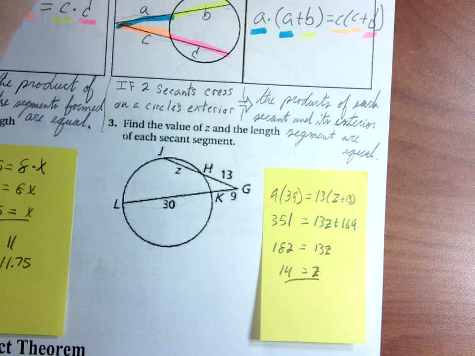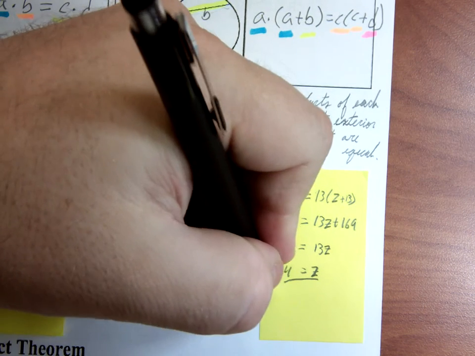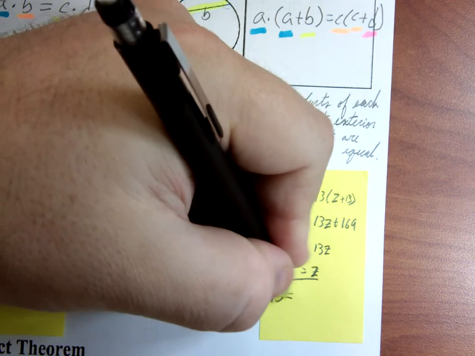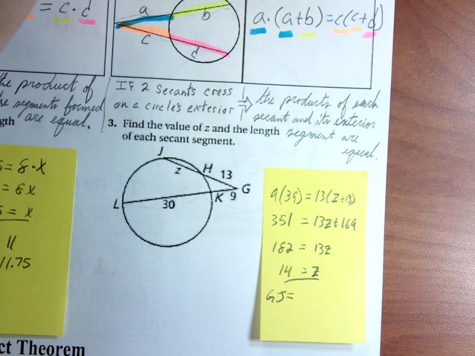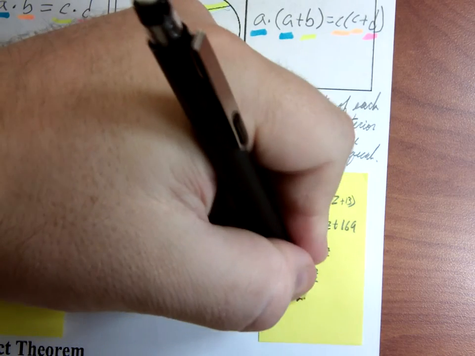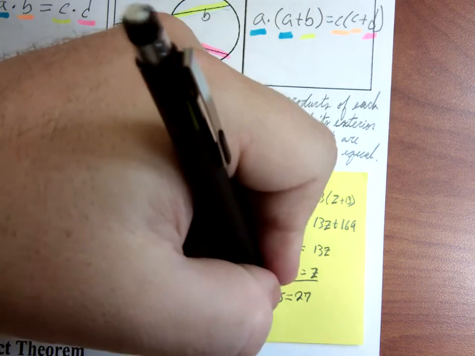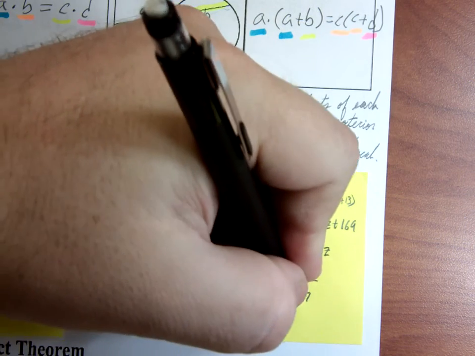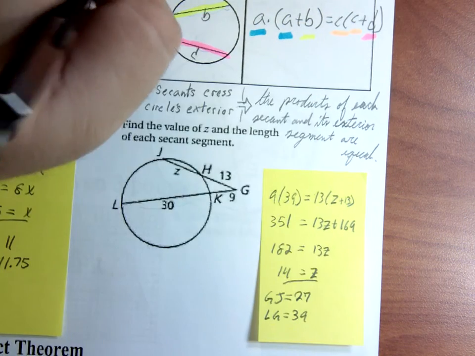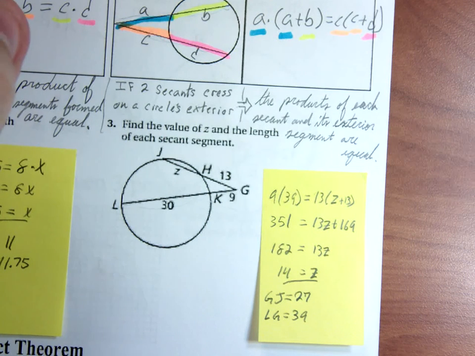We need to do what now? Yes, so we need JG first, or GJ. Could you give me that? What's GJ? Okay, I'm hearing 27. Can anybody confirm? Yes. Okay, and of course we already know LG. What's LG? Of course. Very good. Now, can I show you the faster way too while we're here?